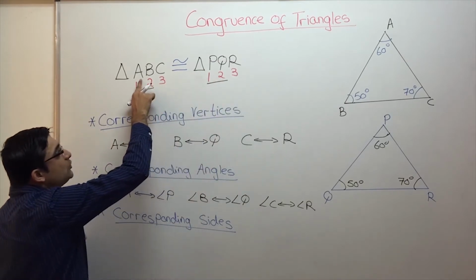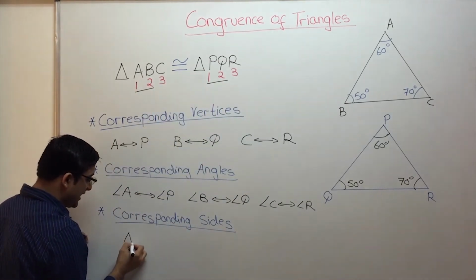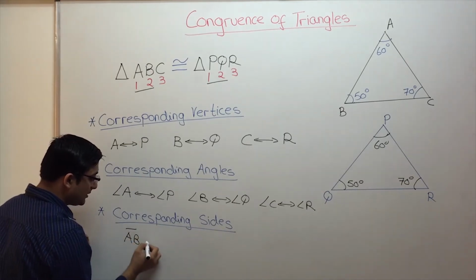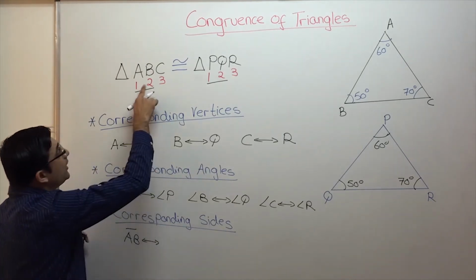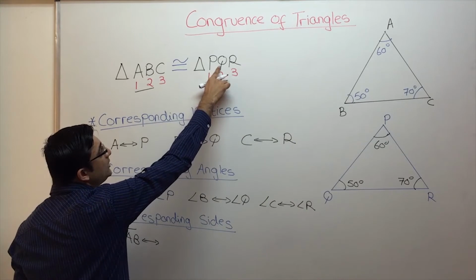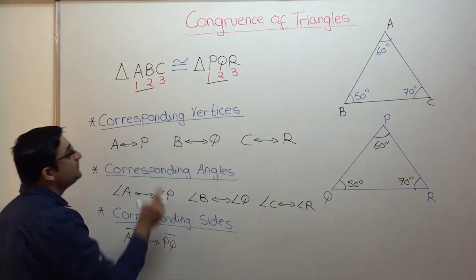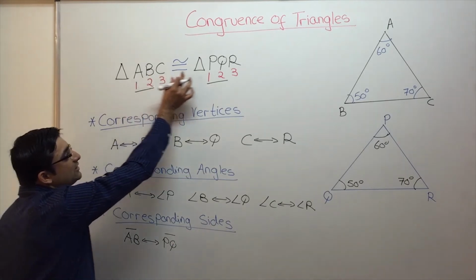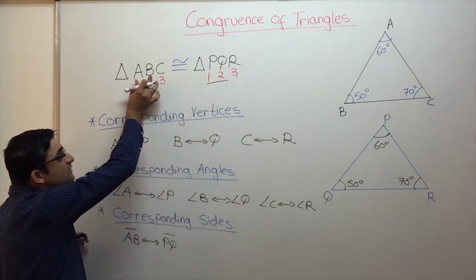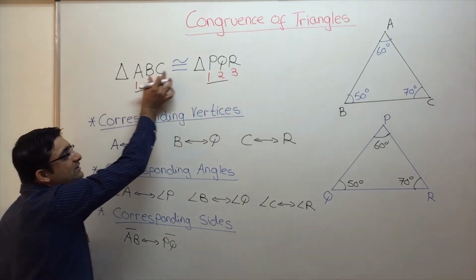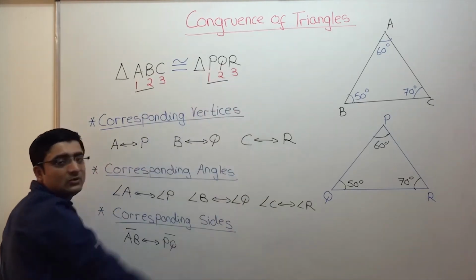So what is 1 and 2 over here? AB. So side AB corresponds to 1 and 2 over here, which is PQ. So AB corresponds to PQ. I repeat, the first 2 letters over here correspond to the first 2 letters over here. So the first 2 letters are AB over here. They correspond to the first 2 letters PQ over here.